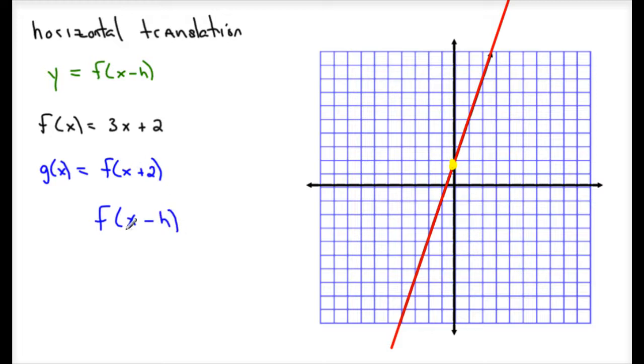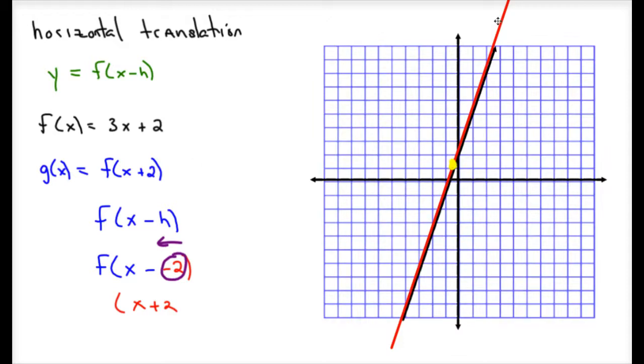So in order for me to get this plus 2, this must have been f of x minus negative 2, which is how I got the x plus 2. So this minus negative 2 is a shift to the left of 2 units. So f of x plus 2 is a shift to the left of 2 units. If I take all the coordinates and shift them all to the left 2 units, I'll get the new line of f of x plus 2.